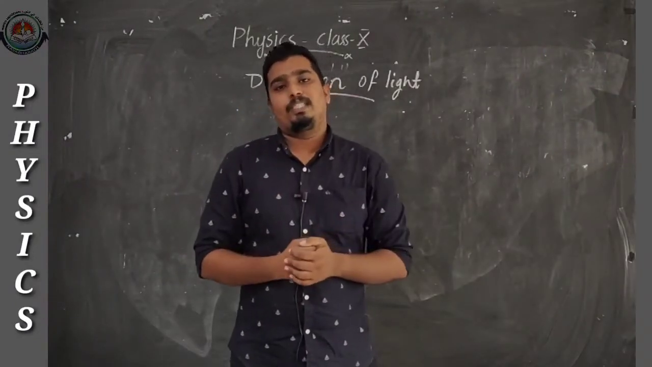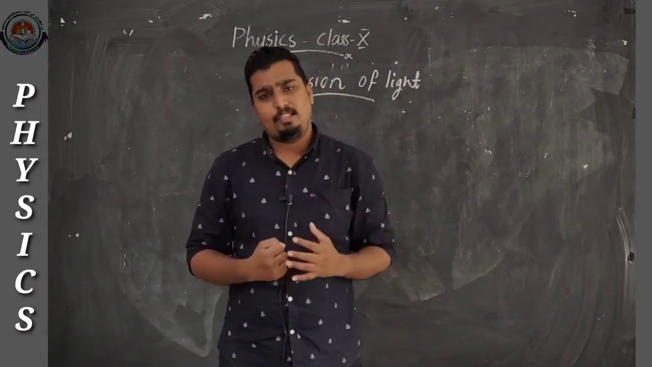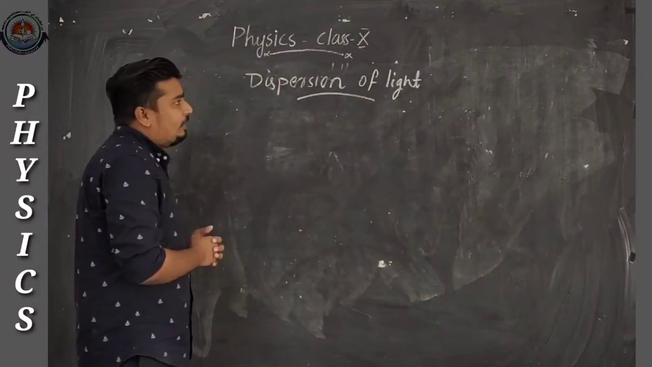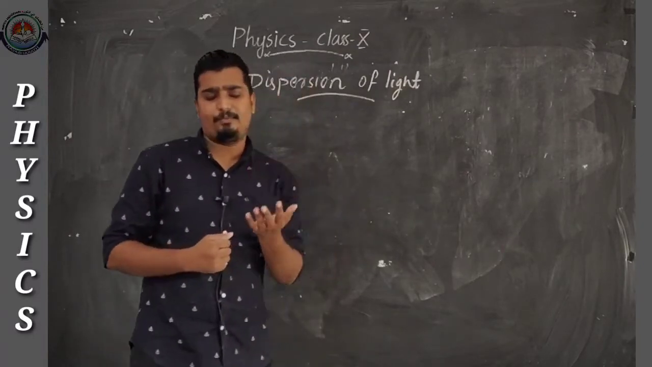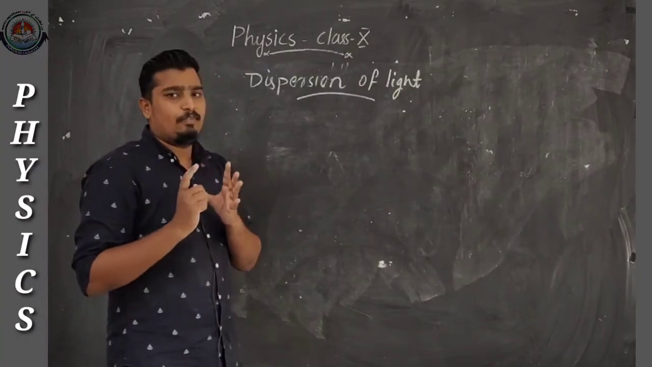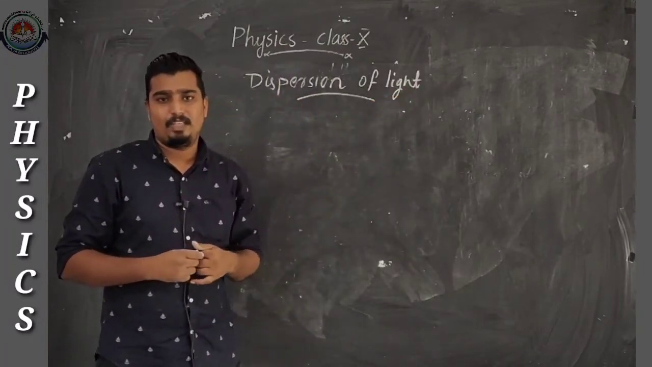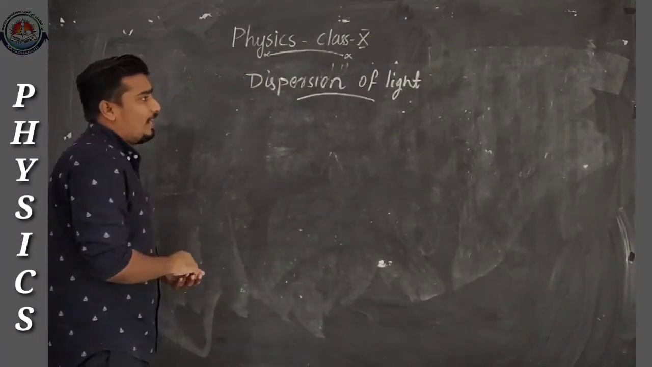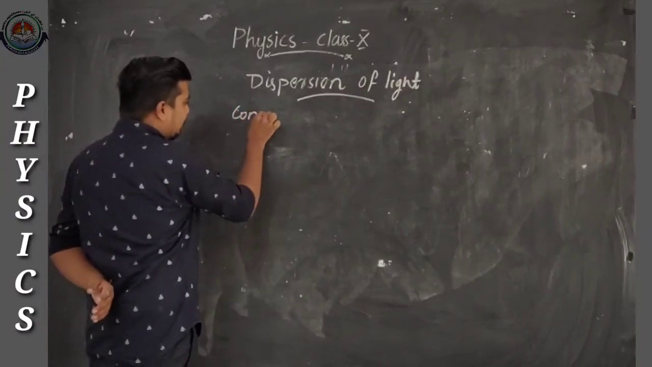Next we are going to discuss the topic dispersion of light. It is a natural light phenomenon. In the first chapter we discussed some light phenomena like refraction and reflection, and here we are going to discuss another light phenomenon, dispersion of light. Before that, first we want to study a term, composite light.